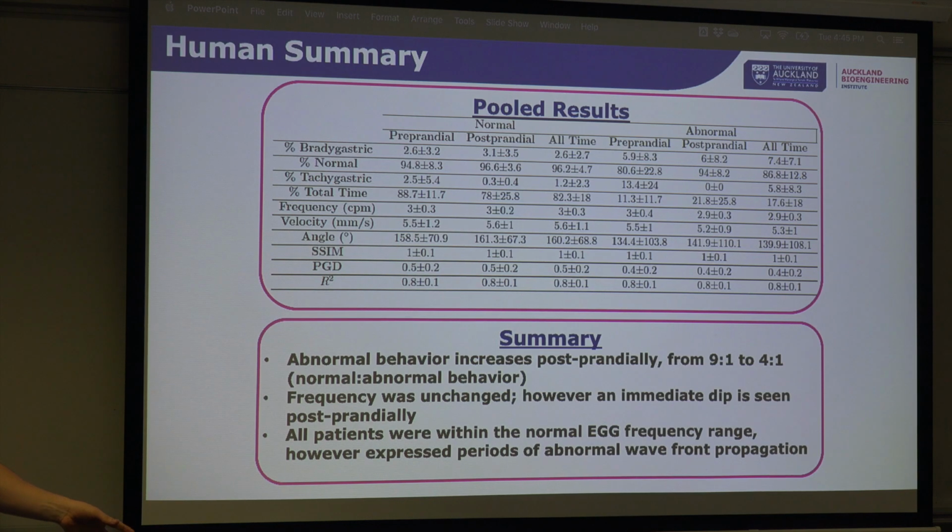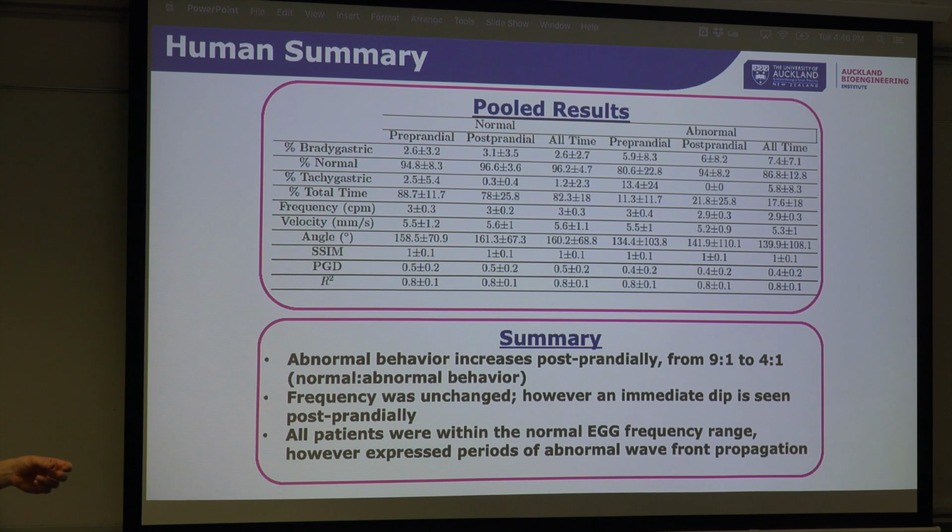All patients, which were normal, which was 7 subjects, across all 7 subjects, had periods of abnormal behavior. And so, again, this goes back to that idea of if everyone was in the normal frequency range, but everyone had abnormal behavior, is this diagnostic? Can we use that to diagnose different conditions? Like I said, it was about a 9-to-1 ratio.